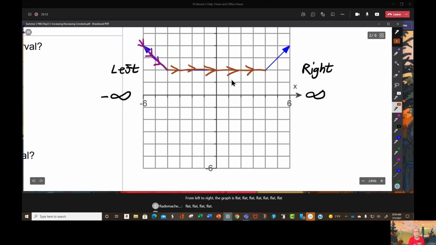You could have a great time with your kids doing this. What's the graph doing now? Flat, flat, flat. And you would be teaching them so much. All right, and from here to here, the graph is going up, up, up, up.